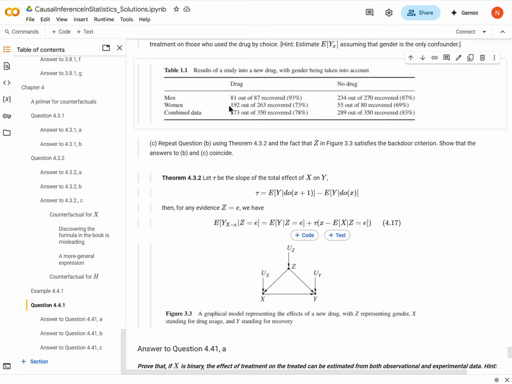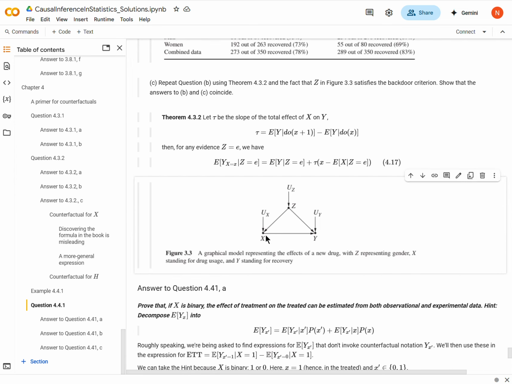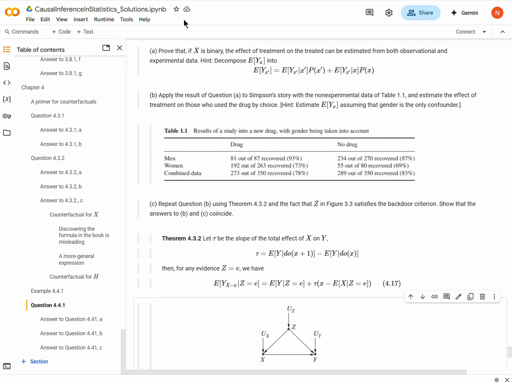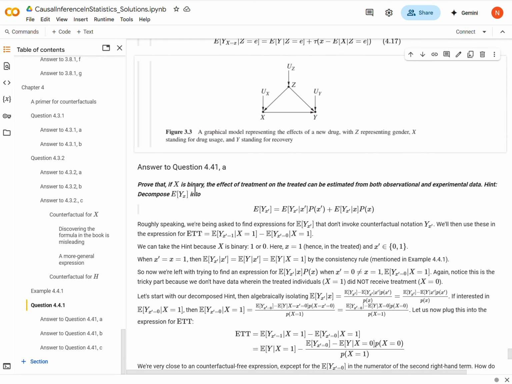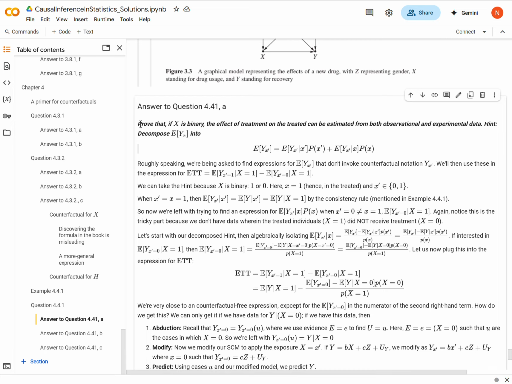Okay, and so at that time we had a DAG that looked something like this, where recovery was Y, Z was the sex of the person, and X was taking the drug or not taking the drug. Okay, so that's the basic setup, and so let's look at part A. Here we're trying to prove that if X is binary, in this case taking the drug or not taking the drug, then the effect of treatment on the treated, or ETT, can be estimated from both observational and experimental data.